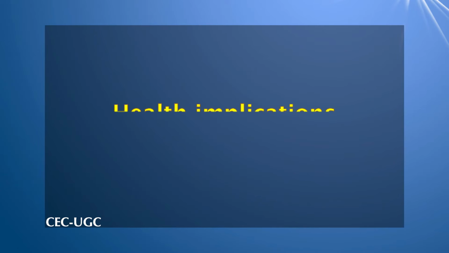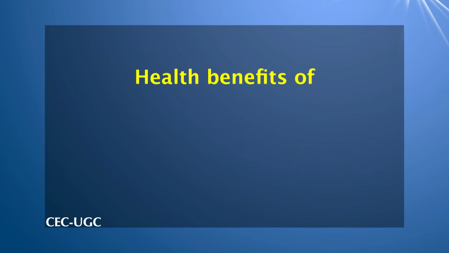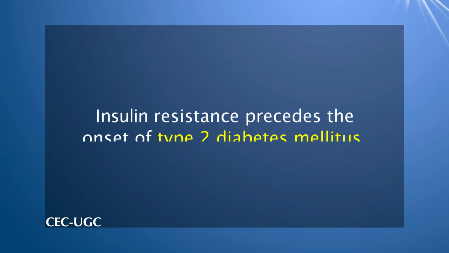Now, coming to the health implications of soybean oil. Number 1. Health benefits of soybean oil. Soybean oil and diabetes. Insulin resistance is one of the metabolic alterations characterized by an abnormal response of circulating insulin, which is associated with glucose intolerance and decreased glucose uptake by peripheral insulin-responsive tissue. Therefore, insulin resistance precedes the onset of type 2 diabetes mellitus.